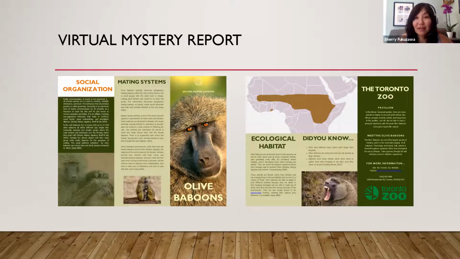In the clues, they'll see images and links to certain primates engaging in particular behavior that the tourists are watching. And this group created a pamphlet for the tourists at the Toronto Zoo to explain what they're watching within the pavilion at that zoo.